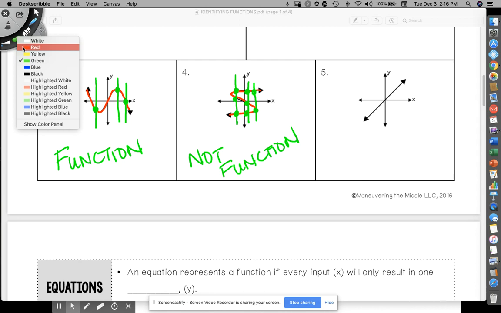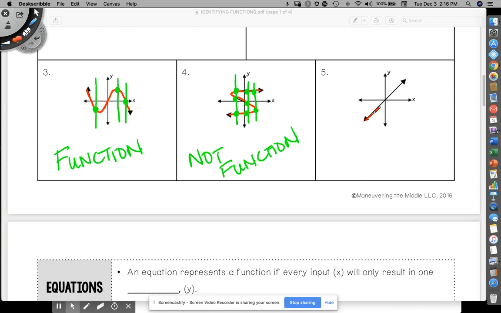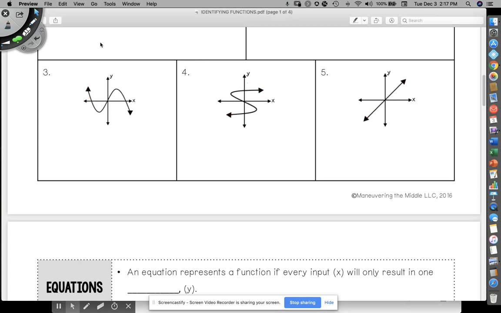All right, and again for this last one, we have a line here. If I take my vertical line test and I pass through anywhere on this line, you'll see that I only hit it once. So this one is a function. And that's it. No math, just have to know the rules.